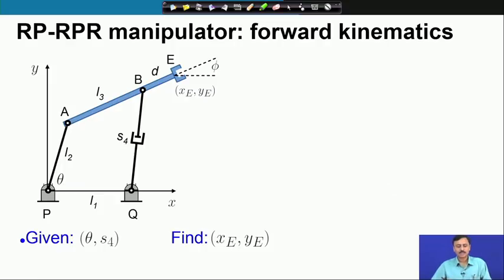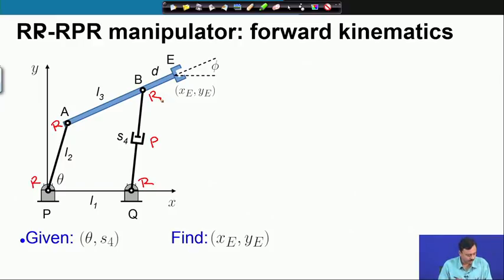So, in this RPR, so here we have this RPR. So, this actually is RR-RPR chain. So, we are going to discuss the forward kinematics problem of this RR-RPR chain. So, here you have R, R, R, P, R.